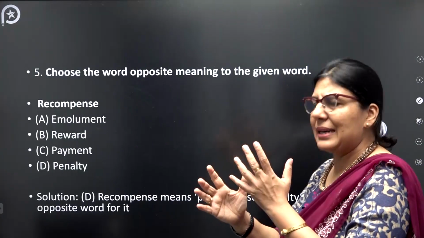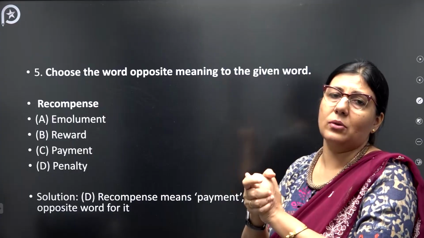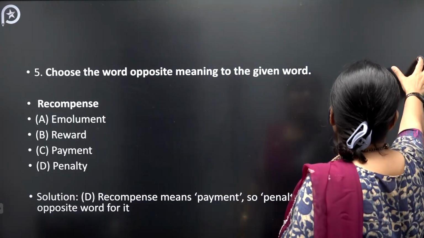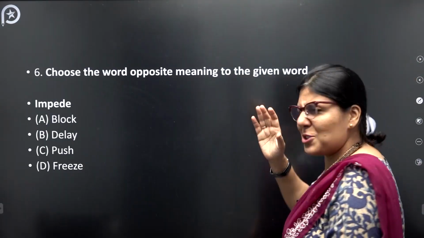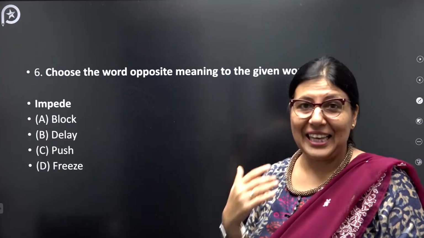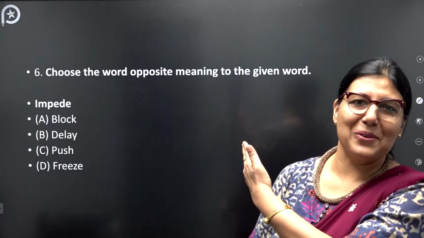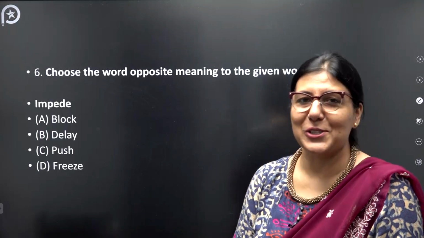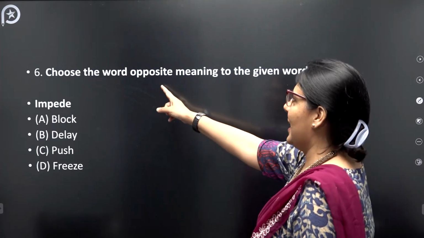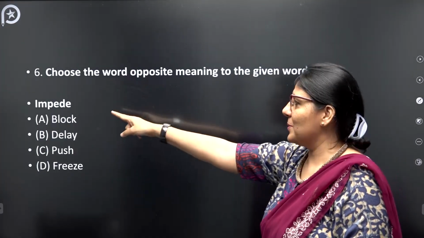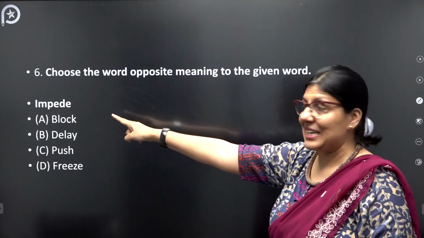Now very quickly, as I'm moving along these words, you have to understand and you have to start enjoying it. Let's do one more opposite word. In case you wish, it's perfectly fine to attempt it all by yourself. I'm here to help you out with the solutions and the answers. What is the word? Again, you have to choose the opposite word. The word is impede.